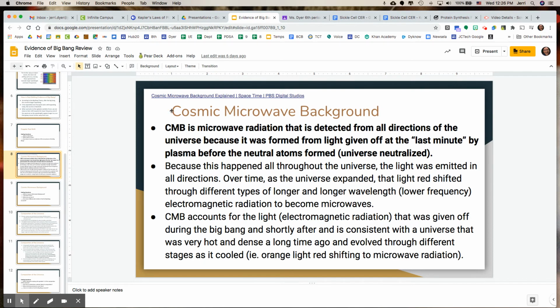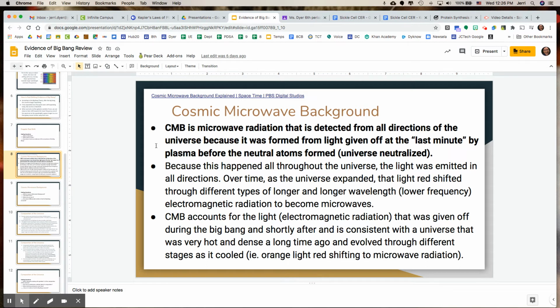Next one, cosmic microwave background, cosmic background radiation. There are probably 5 or 6 different ways that you can say this, and they all mean the same thing. If you want to look up something on your own, this is Space Time from PBS Digital Studios. It is linked in one of our assignments. So this is a good way to look at this.